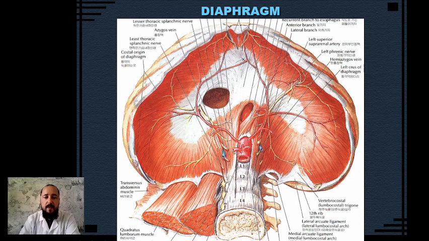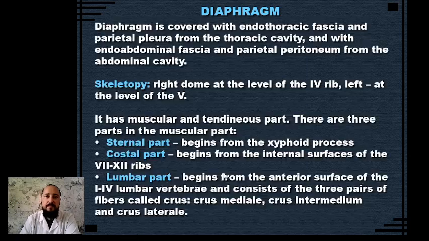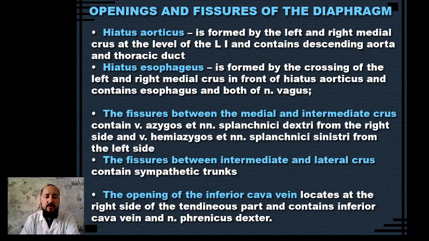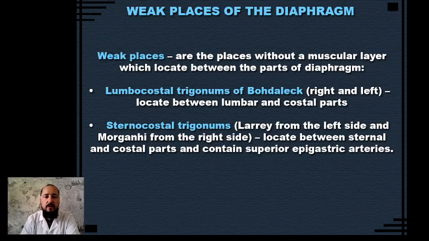And between the intermediate and lateral crura, we have a fissure for the sympathetic trunk. I will not stop on this information. The skeletopy of the fissures, I already mentioned it.